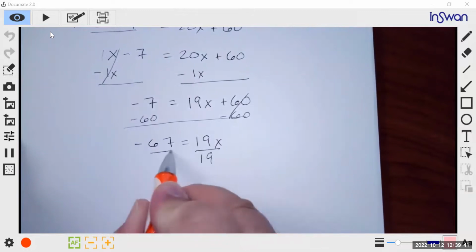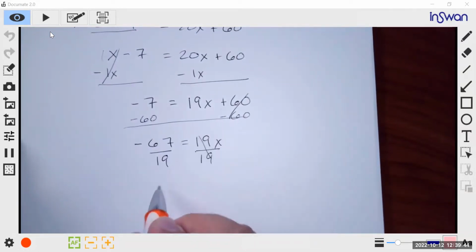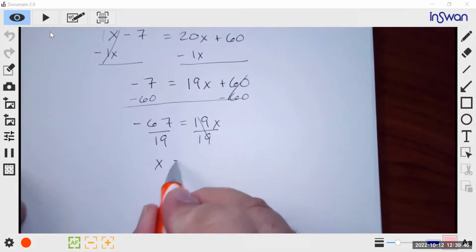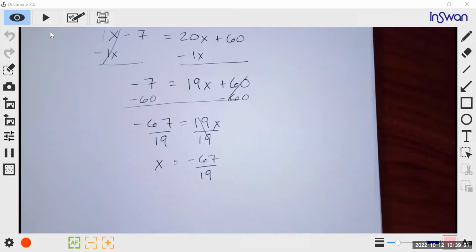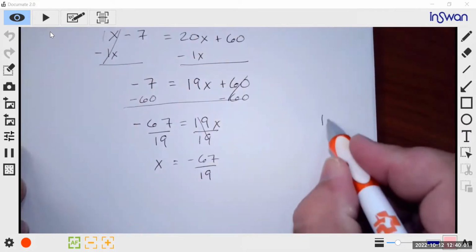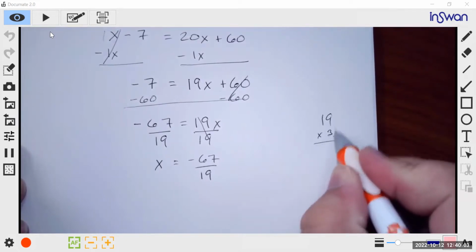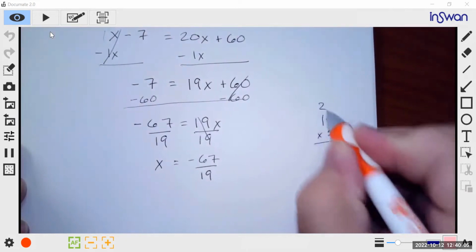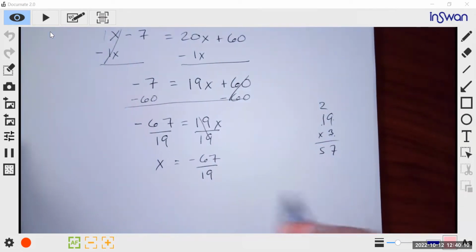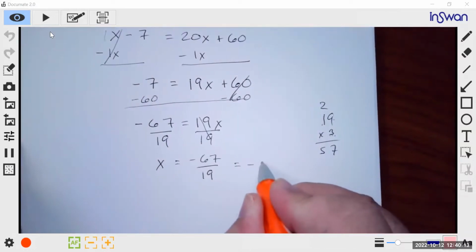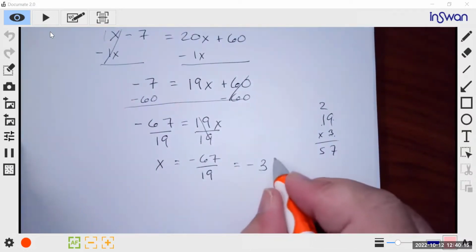Divide 19 by both sides. Does 19 go into 67? I don't think so. I don't know. Let's try it. Let's try 3. 19 times 3. 9 times 3 is 27. 3 times 1 is 3, plus 2 is 57. So it goes in there 3 times with 10 left over.